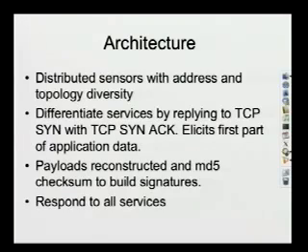So how do we achieve these sets of goals? The IMS architecture contains a distributed set of sensors. We make an attempt to make sure that they're topologically and address space diverse. We differentiate services by replying to TCP SYNs with TCP SYNACKs to elicit the first payload of a TCP connection. We use payload reconstruction and MD5 checksums to build signatures of those payloads, and we try to respond across all services.